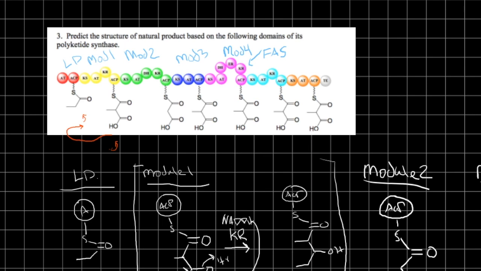All right, so then you have a very similar situation to what you had at the beginning, right? So you're just going to have the KS, the AT, the KR, and the ACP, so that's going to make a hydroxyl group, right? So this is going to be your module 5.